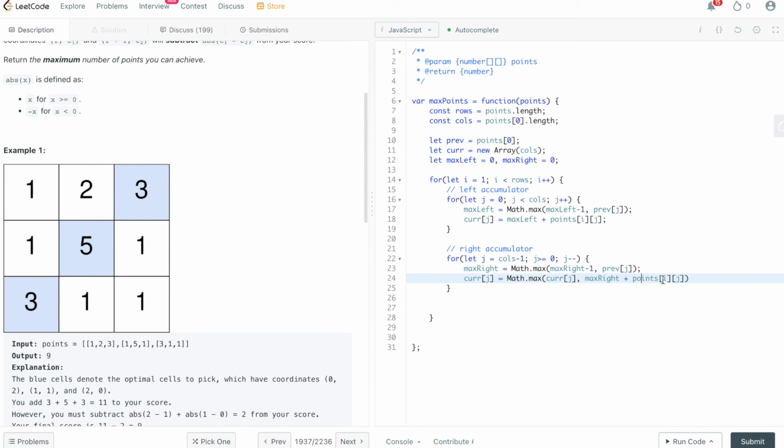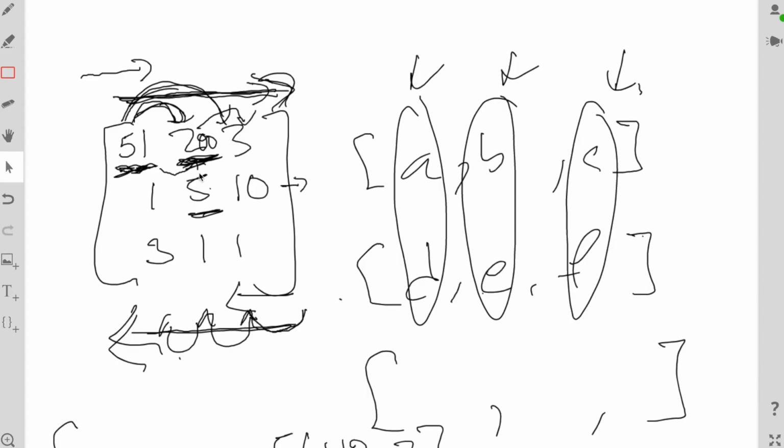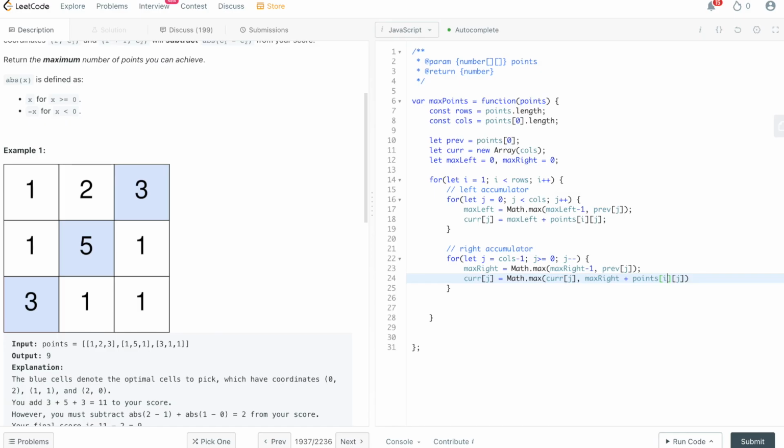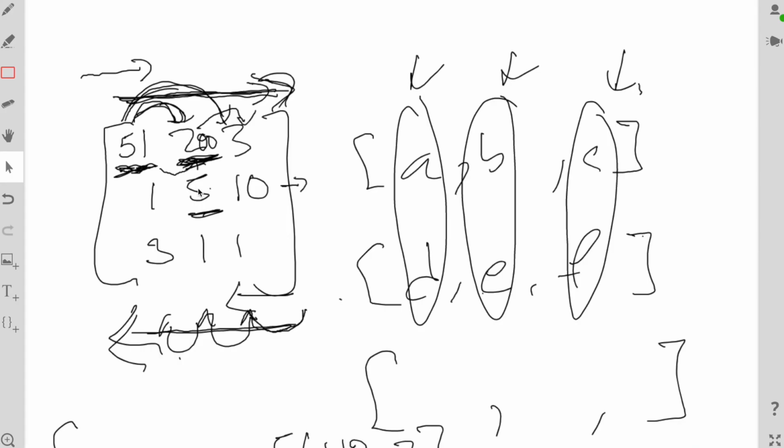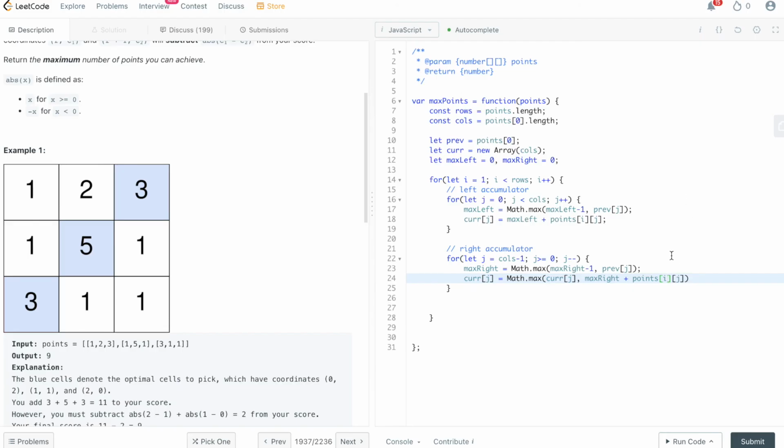Again, points ij references the value above it, right? Or rather, the value that we're currently at, right? So that's what this points ij is, the value that we're currently at. Oh gosh, this is a lot.